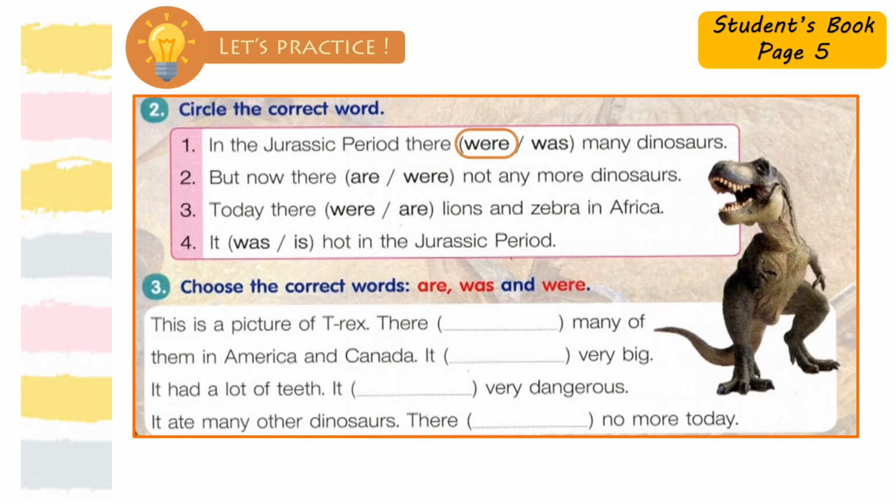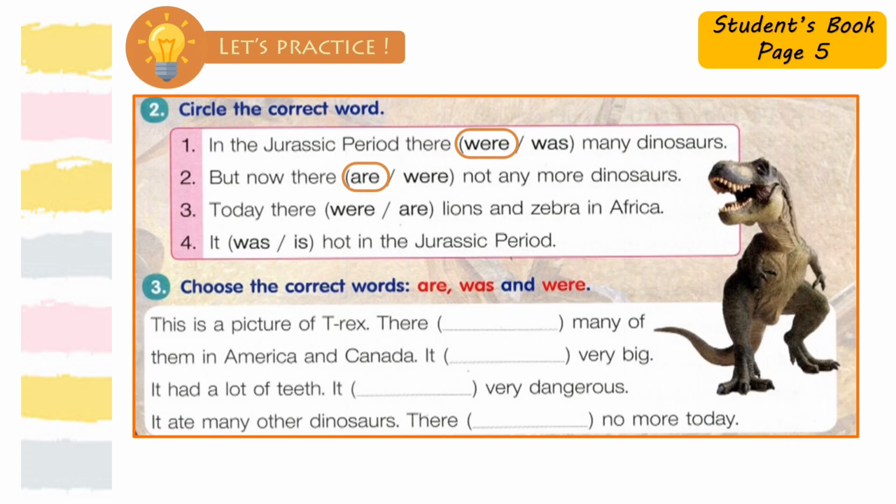Okay, were many dinosaurs. So we use were because we're talking about dinosaurs, plural, and in the past. Number 2, but now there are or were not any more dinosaurs. What's your answer? Okay, the answer is are, but now there are not any more dinosaurs because it's talking about now or present.